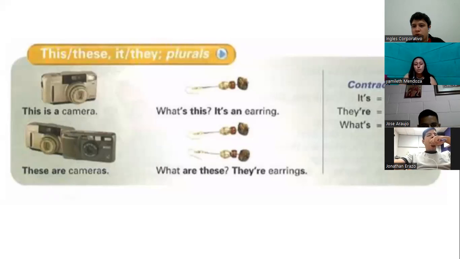So also we have some contractions, right? When we say it's, it is. There, they are. What's, what is, right? What's this? What is this? What are they, right? What's this? What is this? It's an earring. It is an earring, okay?